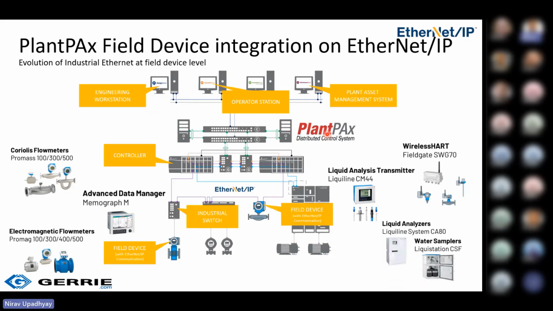Again, like the evolution of industrial Ethernet at the field device level. So you can connect the Ethernet/IP devices, like Coriolis flow meters, advanced data managers like flow computers, mag flow meters, and liquid analyzers. It supports wireless HART, and again liquid analyzers. So yes, you can connect all of this over Ethernet/IP.